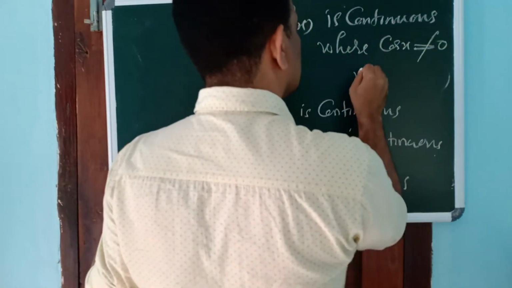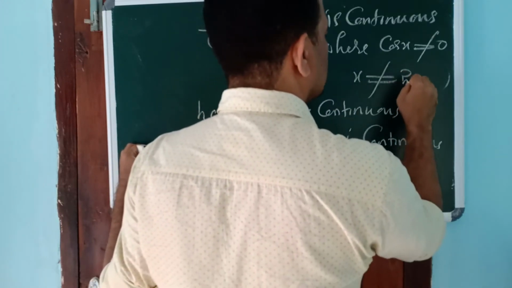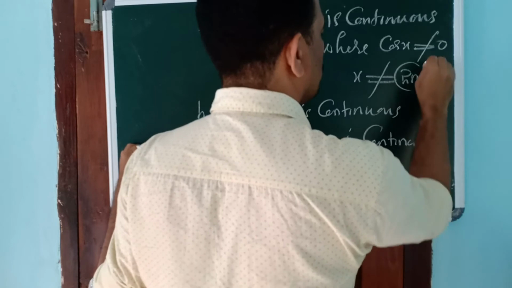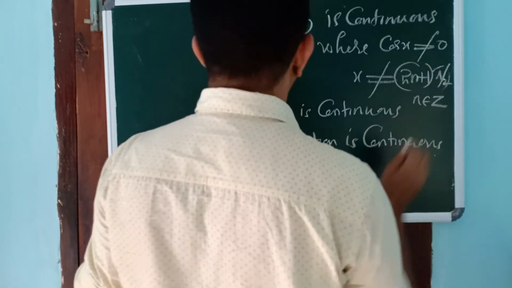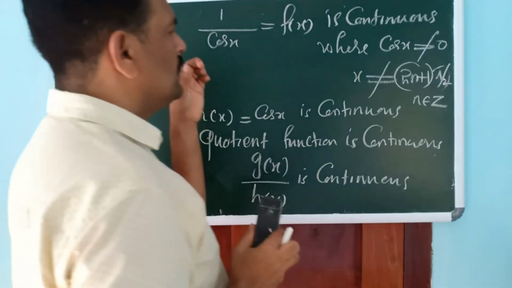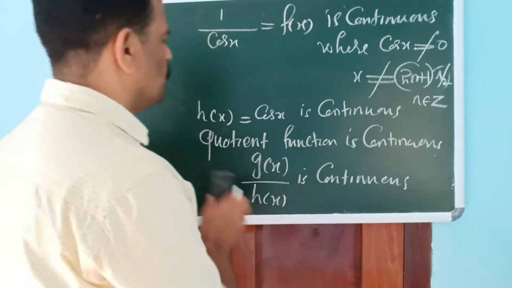That implies x is not equal to 2n plus 1 pi by 2, where n is an integer. That means secant x is continuous everywhere except odd multiple of pi by 2.